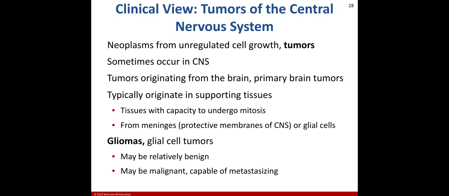And we can have things that originate in supporting tissues. Like that's where it's happening. So those tissues are doing mitosis. Specifically, one kind is like in the meninges, that protective outside part on the brain and the central nervous system, or in glial cells. So we'll actually have something called gliomas, which are glial cell tumors. They can be benign, but if they're malignant, then they metastasize. And obviously that would be bad. They could infect other tissues and other parts of that central nervous system.